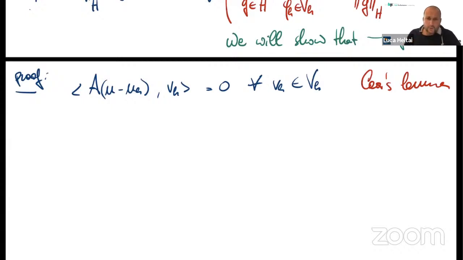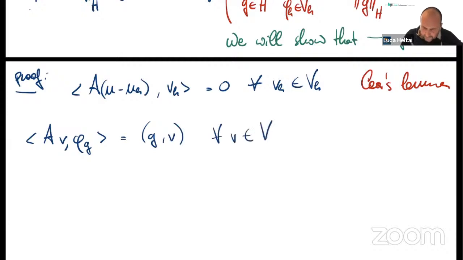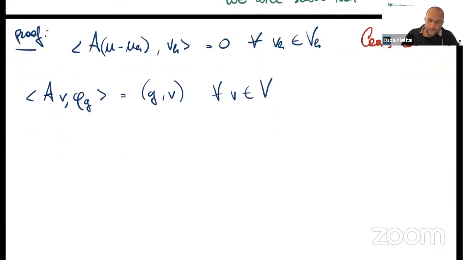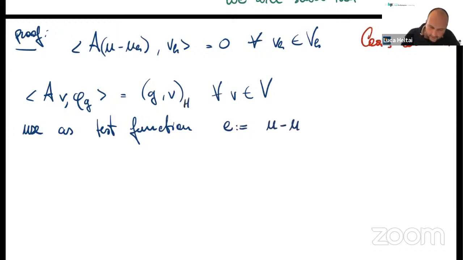Second property. What we know about the dual problem is that you can take the dual problem, which is written as A of V, phi G equal to G, V for any V in capital V. And you can exploit the fact that you can use as test function the error U minus UH. Sorry, there's a capital H there, which is mandatory. Otherwise, we cannot do this in an intelligent manner.